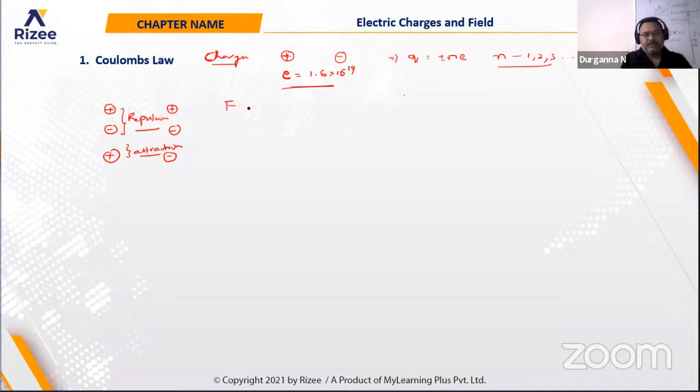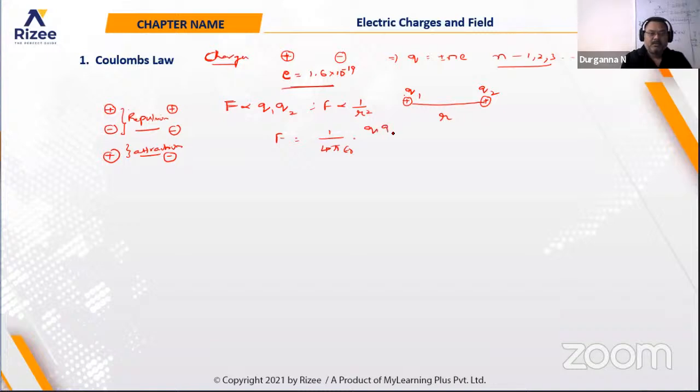According to Coulomb's inverse square law, that force of attraction or repulsion is directly proportional to the product of their charges q1 into q2, and inversely proportional to the square of the distance between the two charges. For example, you have a positive test charge q1, and here another positive test charge q2, both separated by distance r. Then the force between them can be written as 1 by 4 pi epsilon naught into q1 q2 by r square. This is the value of the force, and this force is called the Coulombic force.